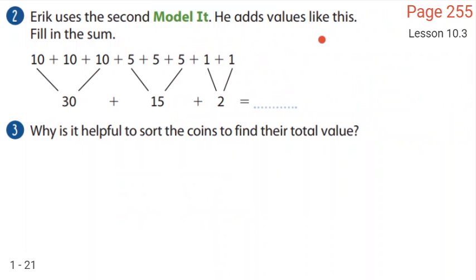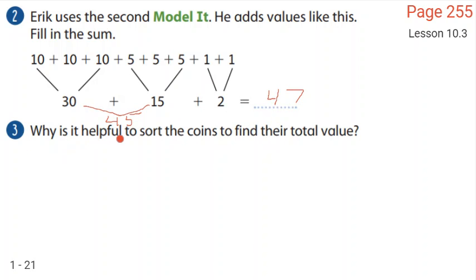So here we go. Similar to what I was doing, it says Eric uses the second model. He adds values like this, fill in the sum. So 30 plus 15, remember that's going to be this right here. You can say, well, that's 45. 5 1s plus 0 1s is 5. 3 10s plus 1 10 is 4. So there you go, plus 2 more, that equals 47.